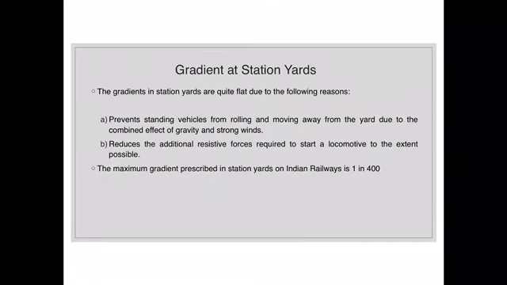And the last type of gradient we have is the gradient at the station yard. What should be the gradient maintained at the station yard? Generally, the gradient provided in the station yard will be as flat as possible. Why should it be flat? There are two reasons. The first is that if negative gradients or slopes are provided, there are chances that standing vehicles may roll and move away from the yard due to the combined effect of gravity and strong winds.